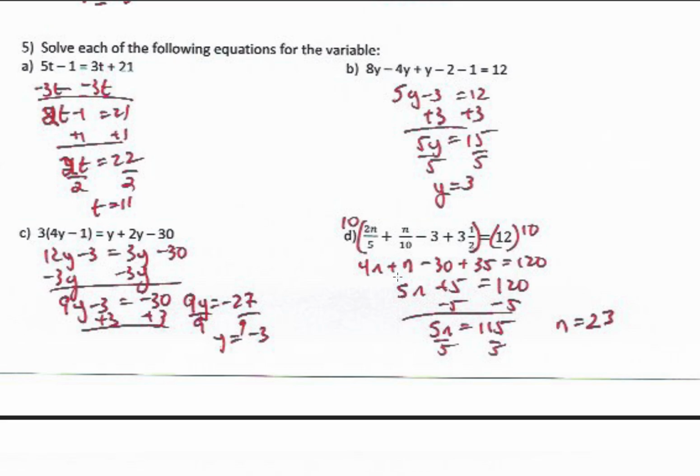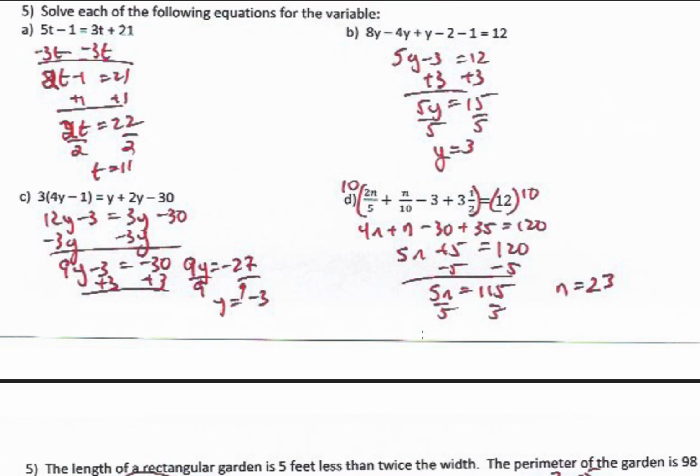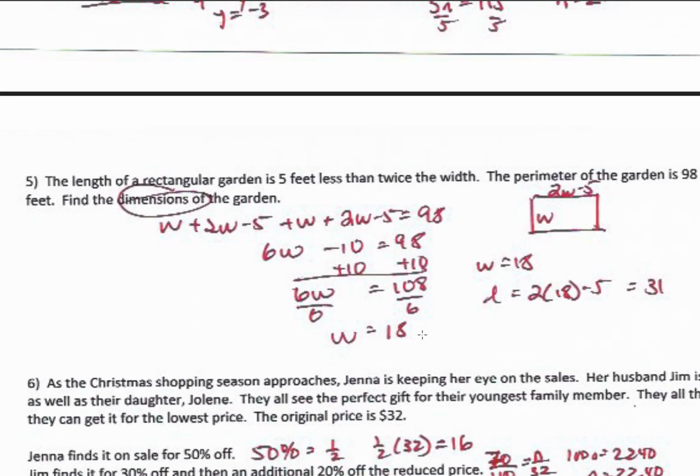So same side, same operation. 5n plus 5 is 120, standard two-stepper. Minus the 5 to both sides, 115. Dividing by 5, n is 23. It's nice that it worked out evenly. It doesn't always do that with fractional equations.